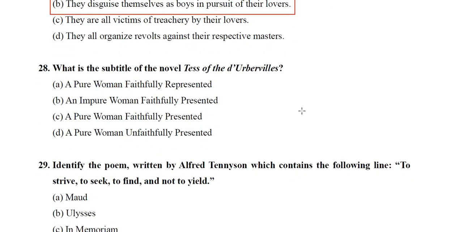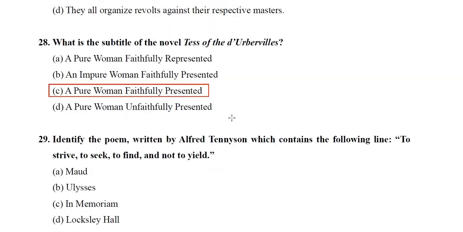Next question we have, what is the subtitle of the novel Tess of the d'Urbervilles? So what is the subtitle? A pure woman faithfully represented, an impure woman faithfully presented, a pure woman faithfully presented, a pure woman unfaithfully presented. See, when we get such confusing options, we should be a bit careful. You should not be in a hurry. You know the answer, but be careful because the options they give are tricky actually. So its answer is a pure woman faithfully presented. So answer will be option C.